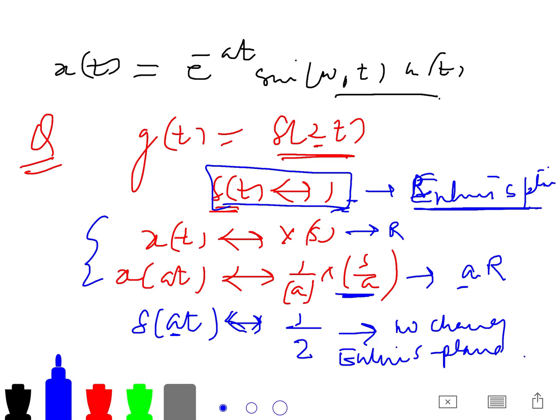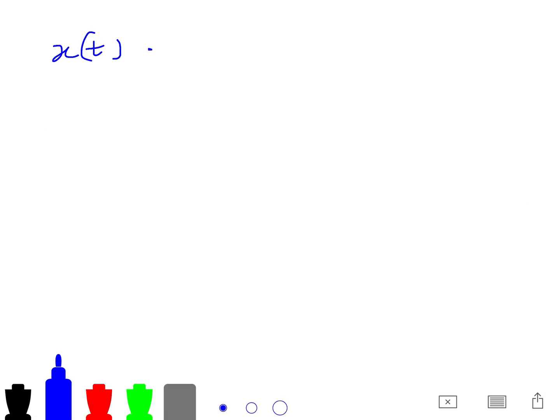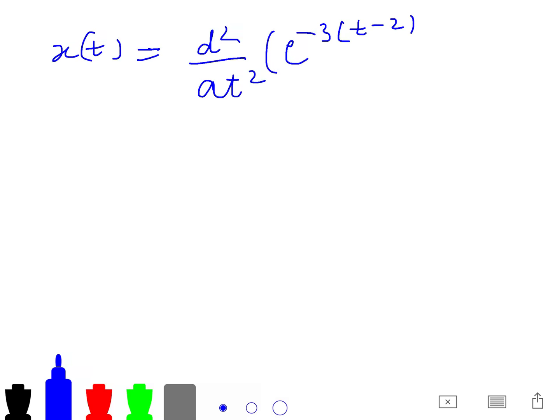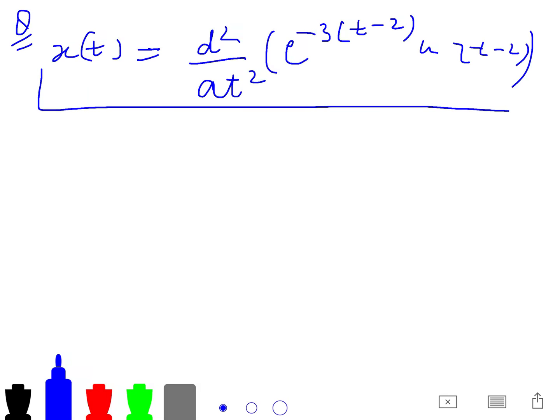Now come to the next question. The next question is based on differentiation in the time domain, right? So consider the example that you have to find the Laplace transform of the function x(t) equals d square over dt square of e to the power minus 3(t minus 2) u(t minus 2).